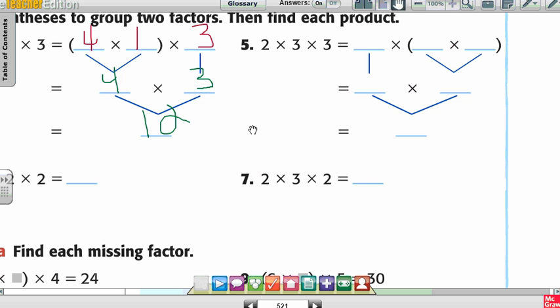So I'm just replacing the numbers in the same order on the blanks that I have. 2 times 3 times 3. And I have to multiply the 2 numbers inside the parentheses. 3 times 3 is 9. And then bring the 2 down. And then now just multiply 2 times 9, which is 18.